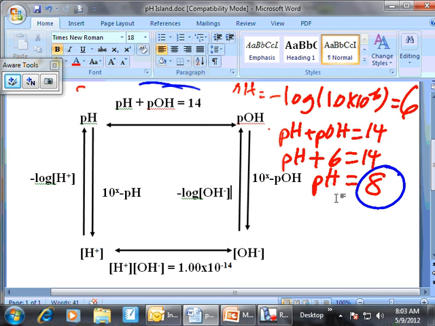So if you can do it in one step, that's what you're going to want to do. If you're given concentration of H plus and you need to get to pH, follow the arrow. You can see there are arrows going up and arrows going down. So just follow the correct arrow. Going from H plus to pH, you'll use this one on the outside there.